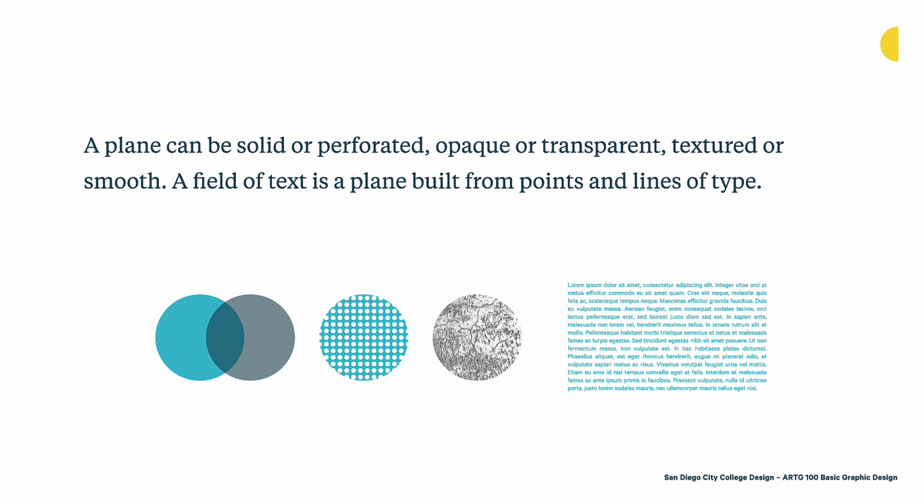And then also sometimes fields of text we would refer to as a plane. There's a rectangular sensibility or shape to that field of text that also makes it a plane, which also has its own feel of texture because it's filled with typography.